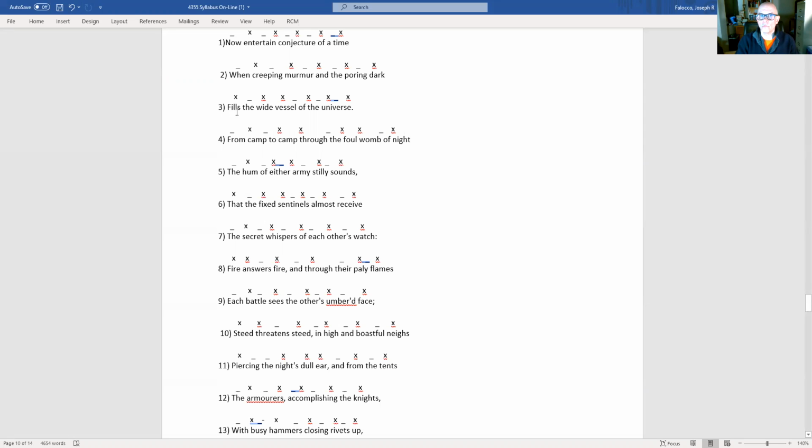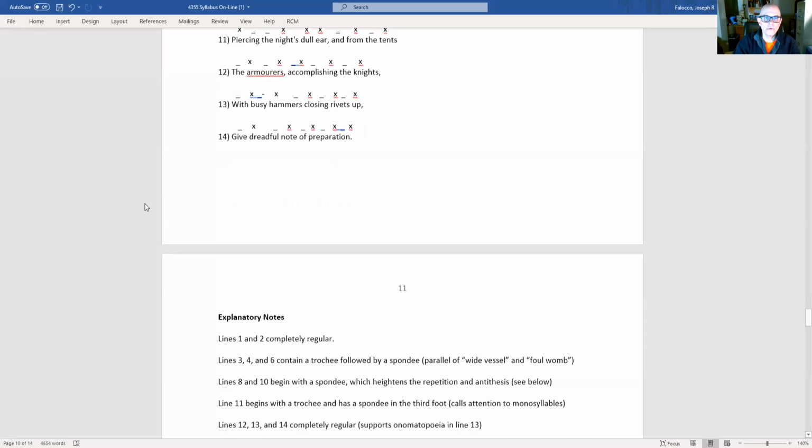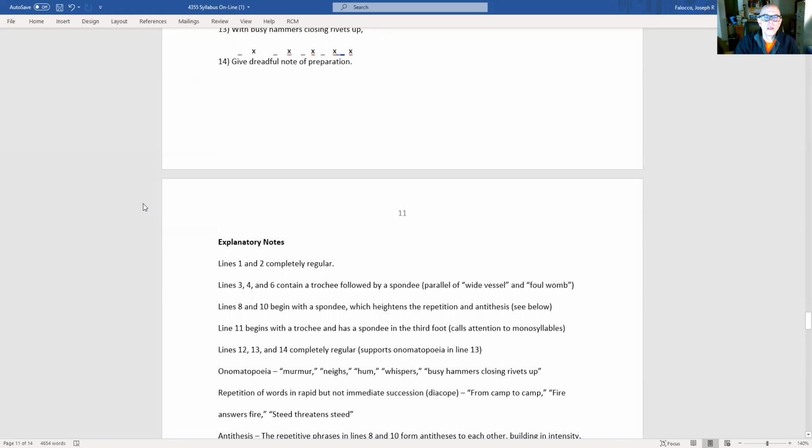So here I have fills the wide vessel, okay? Because I think fills is more important than that. I think wide and vessel, those 2 syllables are equally important. Fills the wide vessel, okay? Similarly, in the next line, from camp to camp, through the foul womb. In line 6, that the fixed sentinels. So that pattern repeats a couple of times. Lines 8 and 10 begin with a spondee, which heightens the repetition and antithesis.